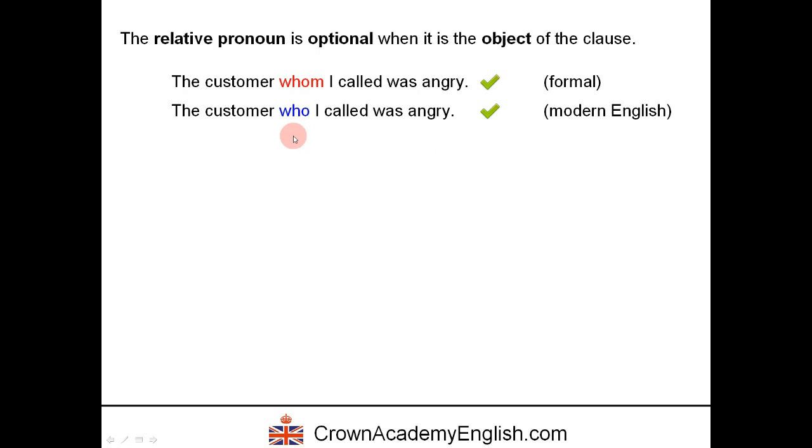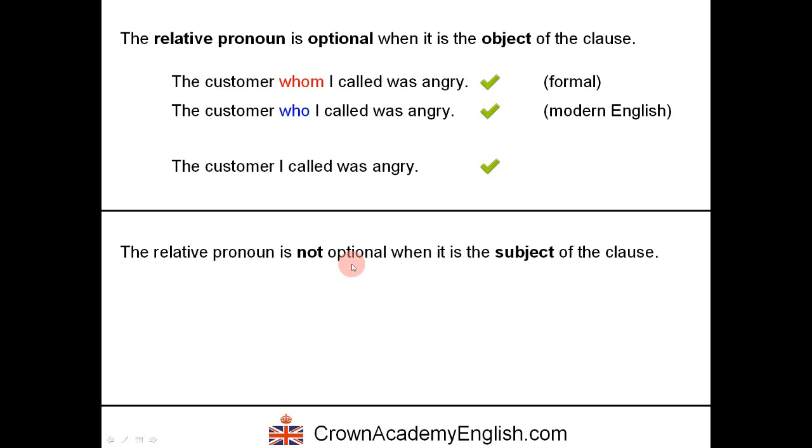In modern English, we use who. And when it is the object, like here, it is optional. Here we have chosen to use it. So this is correct: the customer who I called was angry. This is correct in modern English. But since it is optional, we can choose not to use this relative pronoun. So we can write this: the customer I called was angry. And that is perfectly correct. So we don't write or say the relative pronoun. It's optional, only when it is the object of the clause. That's very important.